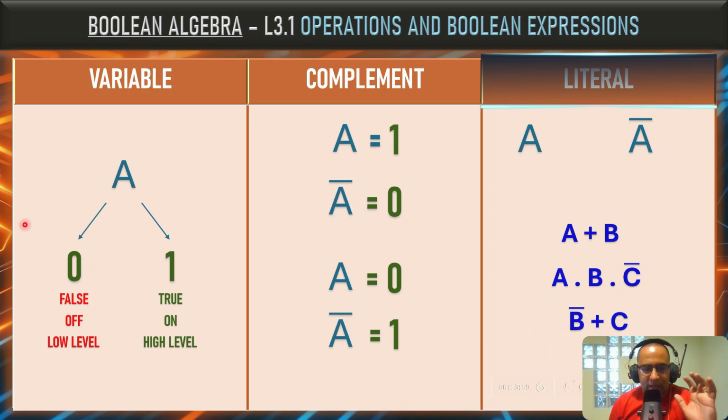The key idea is a literal is the simplest form of a variable inside a Boolean expression. It can appear in its normal form or complemented form, as you can see in the examples already mentioned. Both are treated as fundamental elements of logic operations. In summary, a literal is any single variable, either in its normal form or complemented form.